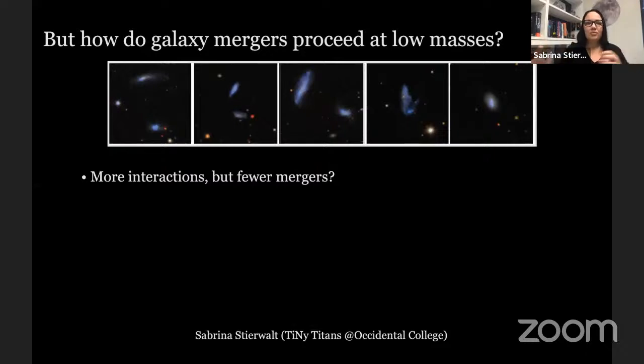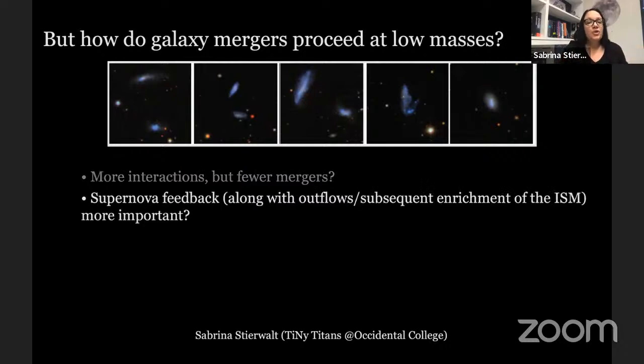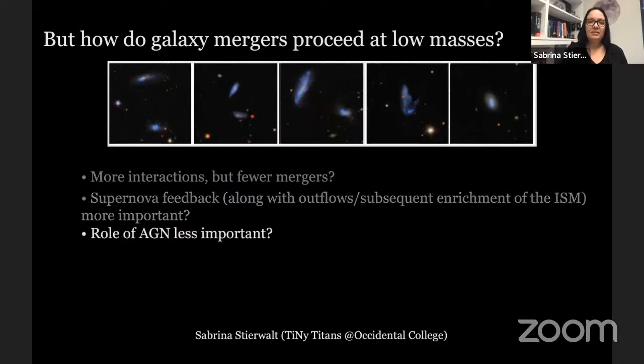They don't have the same gravitational tug on each other because they're lower mass. So maybe you have a lot of flybys before eventual coalescence, and those flybys can have a different impact on those galaxies. Supernova feedback may be more important. We know that if you have a supernova go off in a low mass galaxy, it can really substantially affect the structure and the content of that galaxy, whereas in a more massive galaxy, it might not have as big an impact. The role of AGN may be less important.